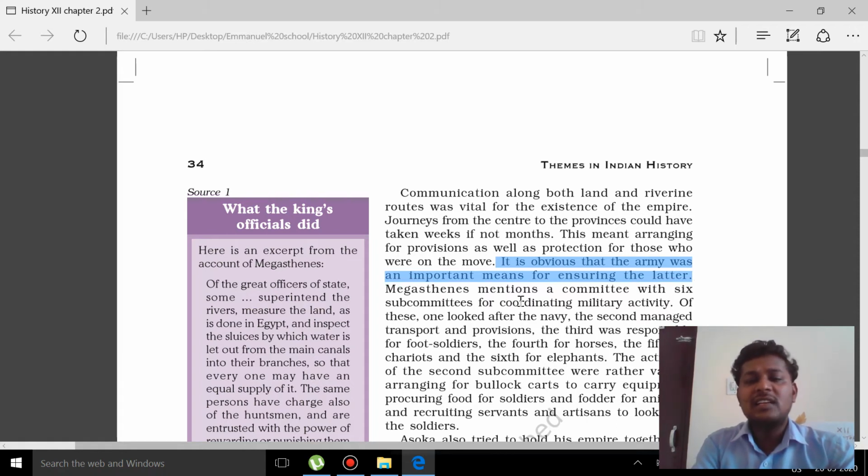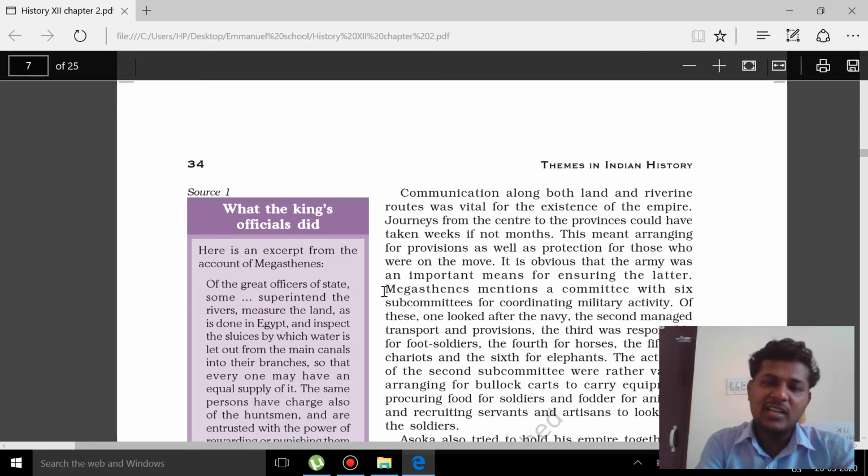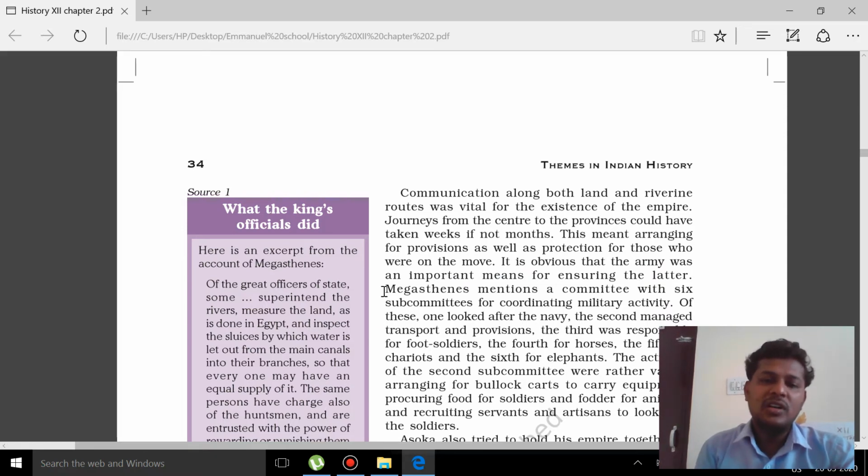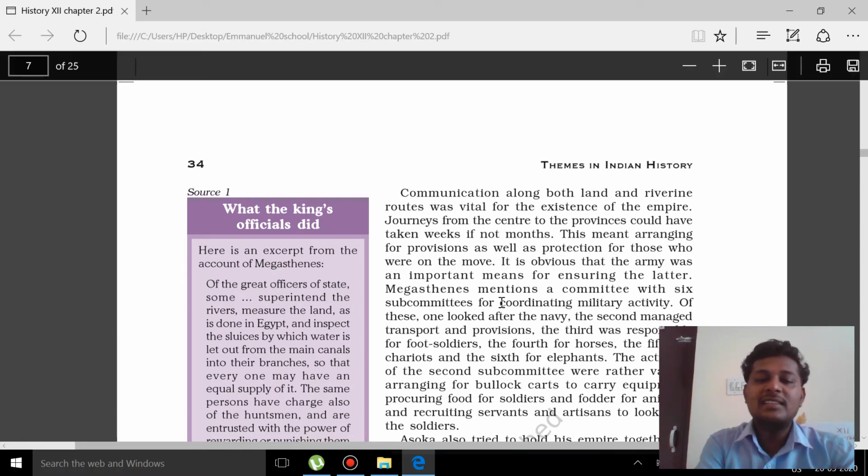Megasthenes mentions a committee with 6 subcommittees for coordinating military activity. Very important. ये अलग से one marker में आ सकता है, but I don't think so, but we have to learn this, very important. Megasthenes mentions a committee with 6 subcommittees for coordinating military activity. Which are these 6 subcommittees? We are going to see. Why these subcommittees? To coordinate the military activity.